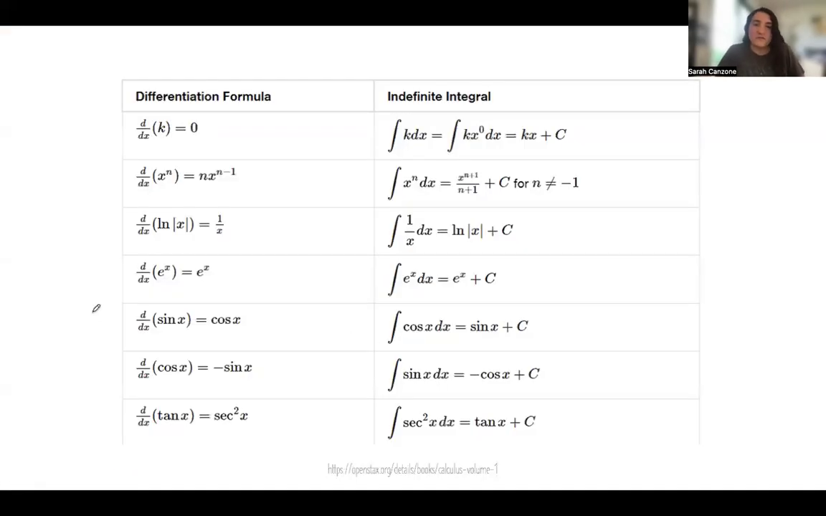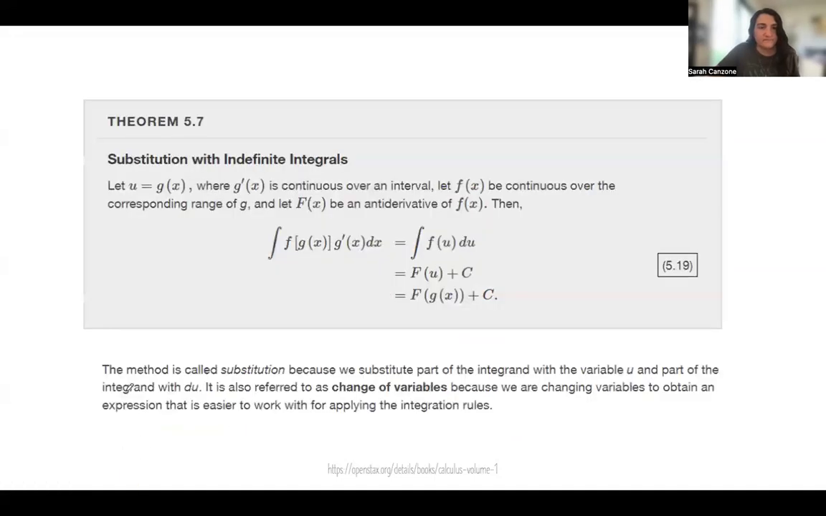All right, so this is a little refresher. We've already seen this table before. This is our differentiation formulas and our indefinite integral formulas. So this is a little refresher on what the different indefinite integrals may look like given different setups and integrands. Now we can get into exactly what it means to substitute using indefinite integrals to start.